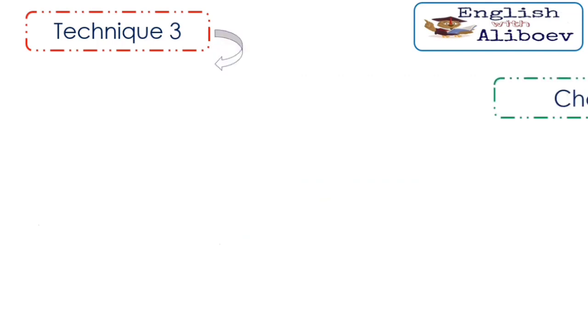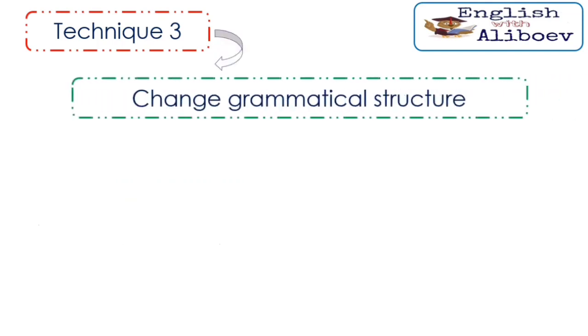3-teknik bizga nimani maslahat beradi? Change grammatical structure. If you're sufficiently good at grammar, you may find this technique absolutely effective. Oftentimes, examinees are highly recommended to change a sentence in active voice to passive voice. Ya'ni o'quvchilarga odatda active voice'dagi berilgan gapni passive voice'ga o'tkazish maslahat beriladi. Ya'ni gapning grammatik strukturasini o'zgartirish ham bu paraphrasing bir yo'li hisoblanadi.